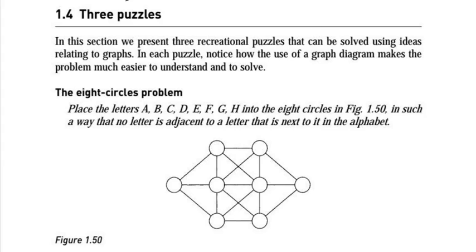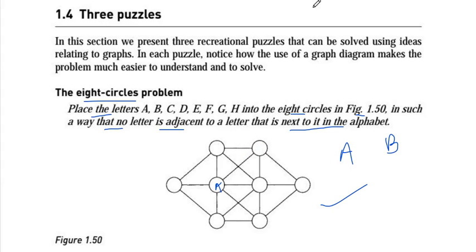First, the 8 circle problem. As its name says, 8 circle problem. What does the question say? Place the letters A, B, C, D, E, F, G, H into the 8 circles in the figure 1.5. We have to place the letters in such a way that no letter is adjacent to a letter that is next to it in the alphabet. Adjacent means near. In the alphabet, A is nearer to B, so we cannot put A and B next to each other.